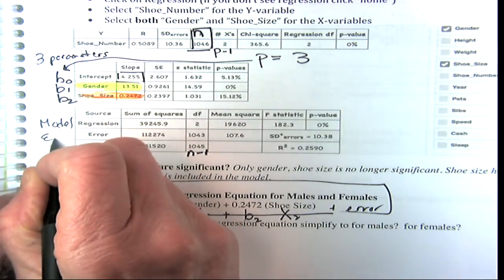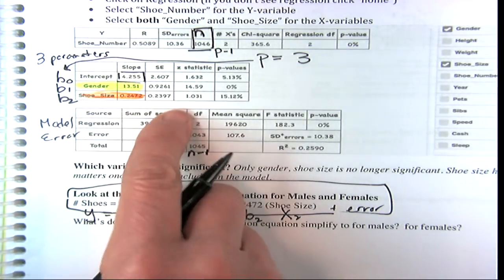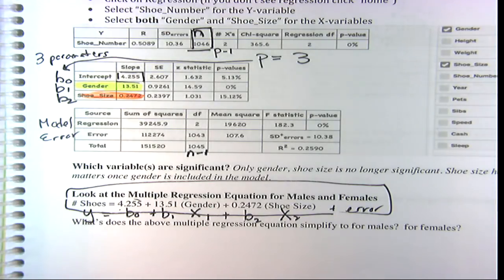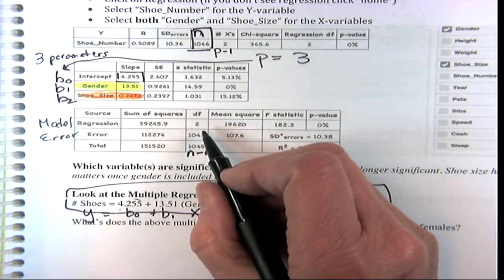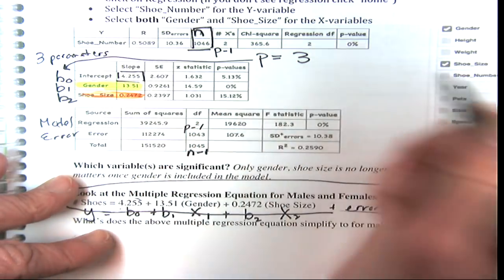And of course, this is our error. And that's our sum of squares. These are the sum of squares for the model, the error, and the total. All right, and so this 2 comes from where? Remember, it's p minus 1, and p is 3. So that still works. That's p minus 1.